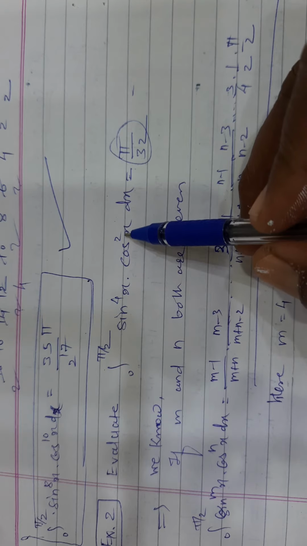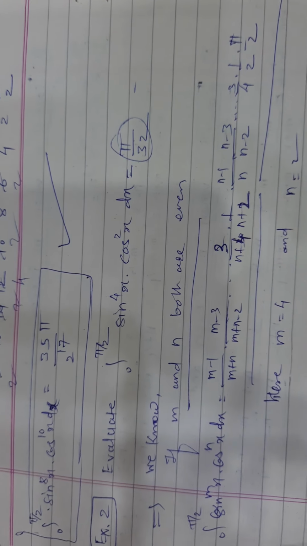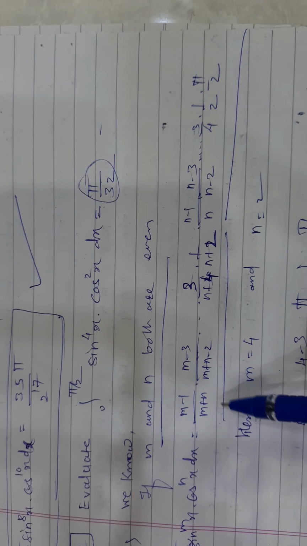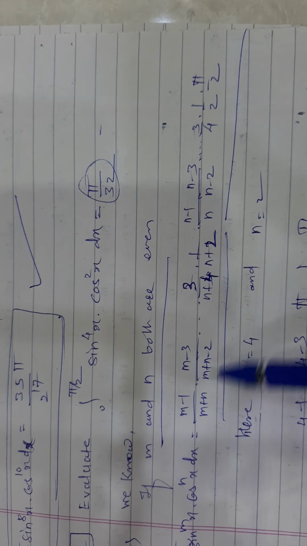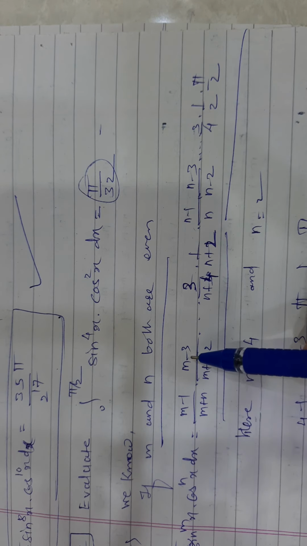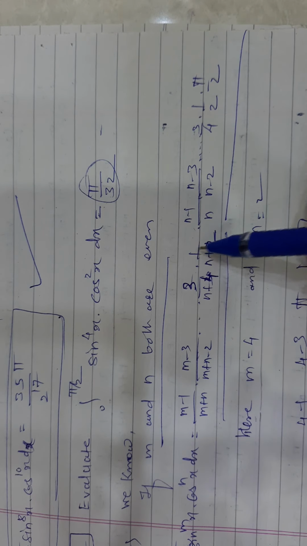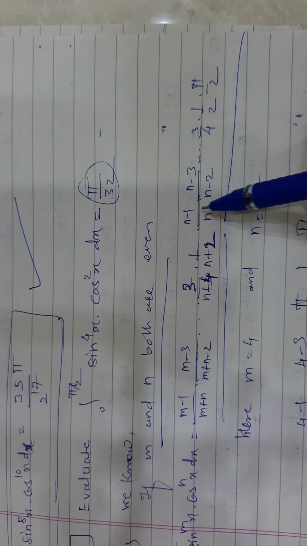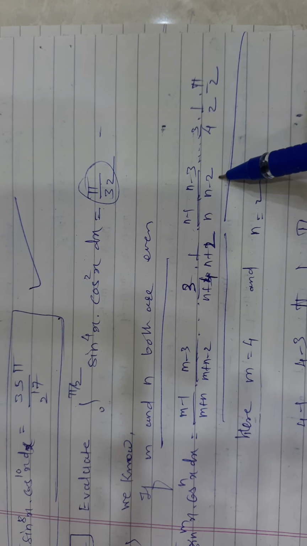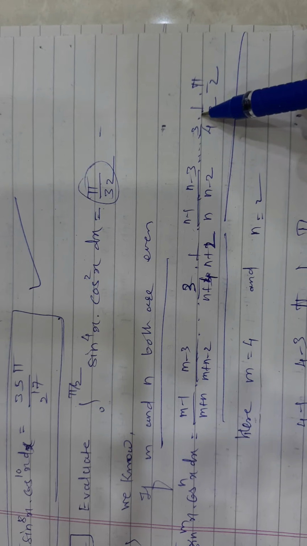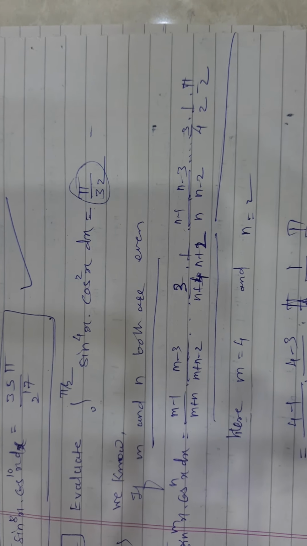Here m is the 4 and n is the 2. Both are even. We know the formula: m minus 1 upon m plus n into m minus 3 upon m plus n minus 2, up to 3 upon n plus 4 into 1 upon n plus 2. In the next part, n minus 1 upon n minus 3 upon n minus 2, up to 3 by 4 into 1 by 2 into pi by 2.